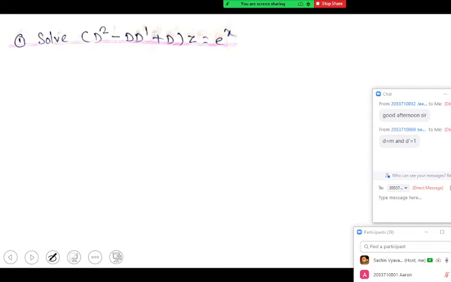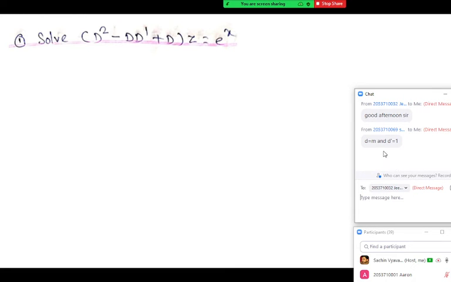Yes. I think Swapnil is saying D is m and D dash equal to 1. That's not correct now, Swapnil. Is it Swapnil? Okay, let me check who it is. Yes, Swapnil, you are not correct.